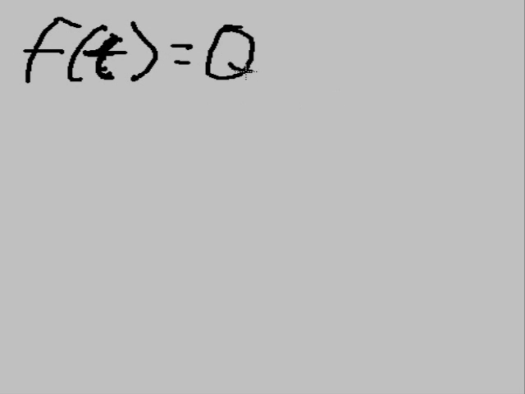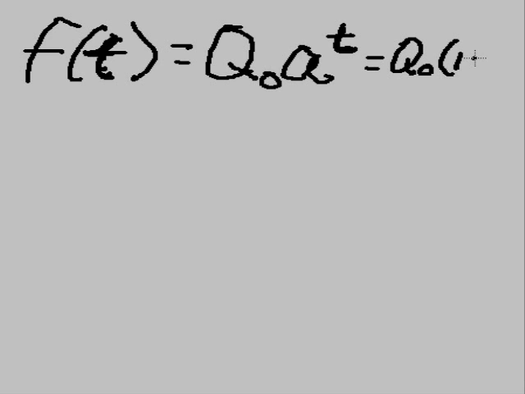I have a function, f of t, and that's equal to q sub 0 times a raised to the t power. And then this guy is equal to q sub 0 times (1 plus r) raised to the t power. So these guys are the same.